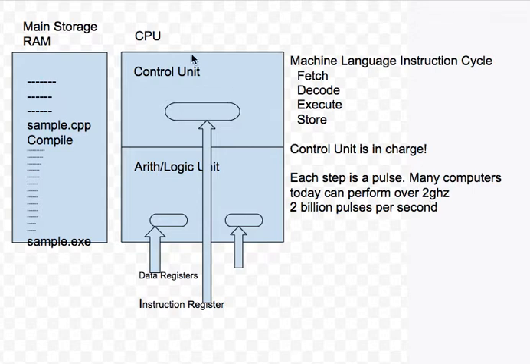So anyway, you can see main storage, CPU, you can see the control unit and the ALU, you can see how all these things interact together. You can understand the machine language instruction cycle, which the control unit is in charge of, and you can see that each step of the cycle is called a pulse, and we can measure the speed of the computer by how many pulses per second, and we refer to that as gigahertz. A 2 gigahertz machine performs over 2 billion pulses per second.